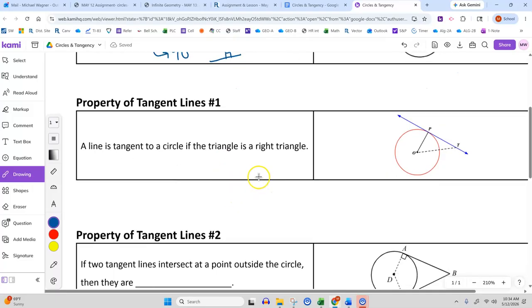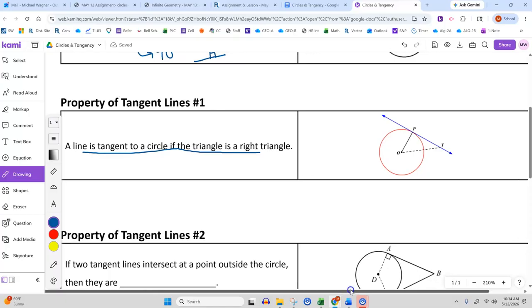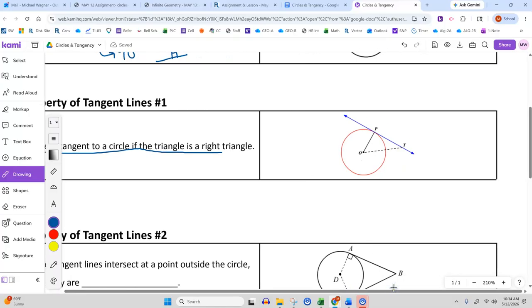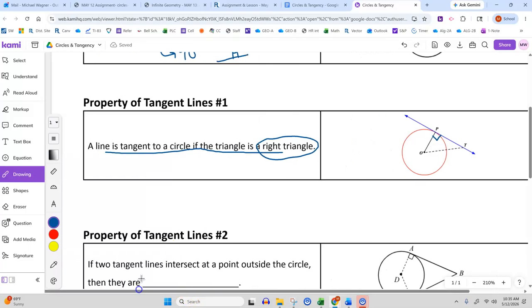Now we're going to look at some of the properties of a tangent line. A line is tangent to a circle if the triangle is a right triangle. Since we know that a right triangle has a 90-degree angle like that, if we have this tangent line and the radius, and we form a third line, the dashed line, we create a triangle, correct? But not only a regular triangle, a right triangle. So if it's a right triangle, then we can figure out the sides. We'll come back to this.